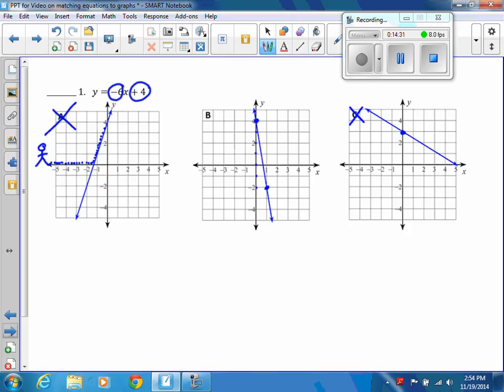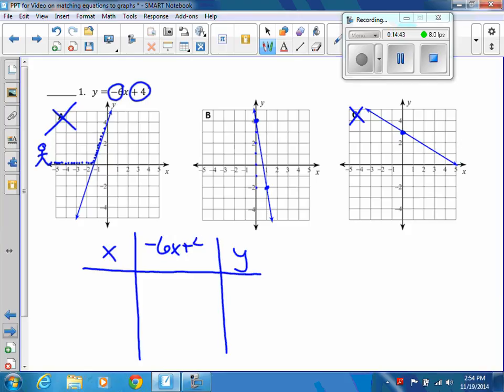Again, if you wanted to, make a table. So do this real quick. We have x and y. And our rule was -6x plus 4. Again, nice easy numbers, -1, 0, 1, 2.